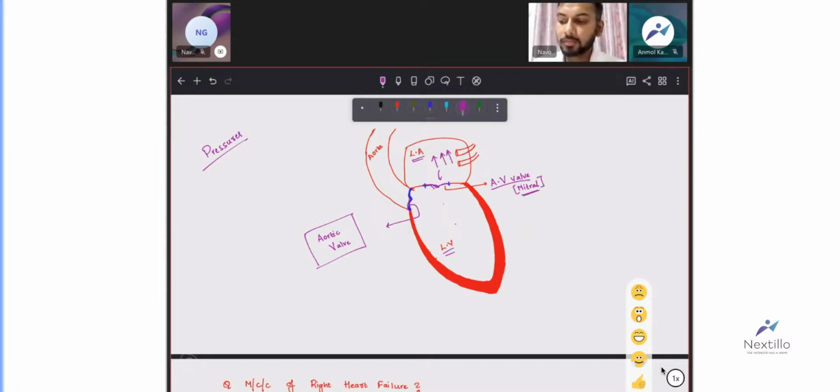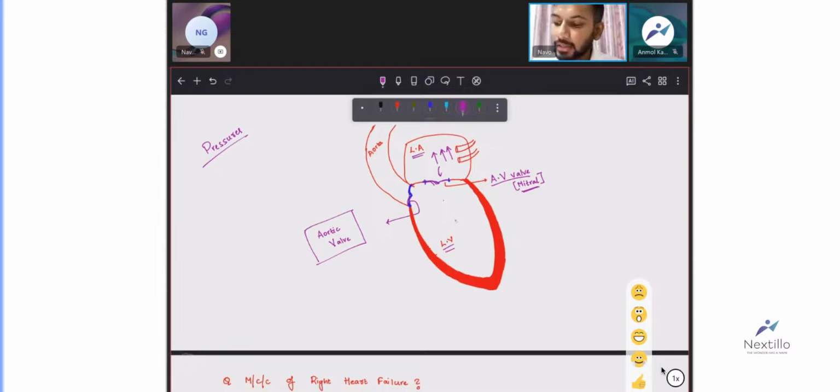Now, imagine the other way is true. If the pressure in the left ventricle crosses the pressure in the left atrium, that is when this valve is closed. That is what we studied in cardiac cycle previously, if you remember.